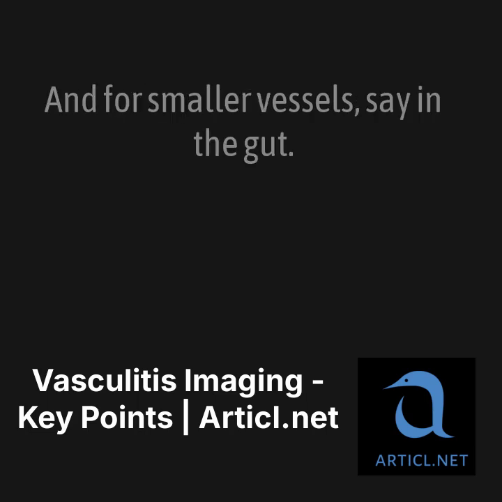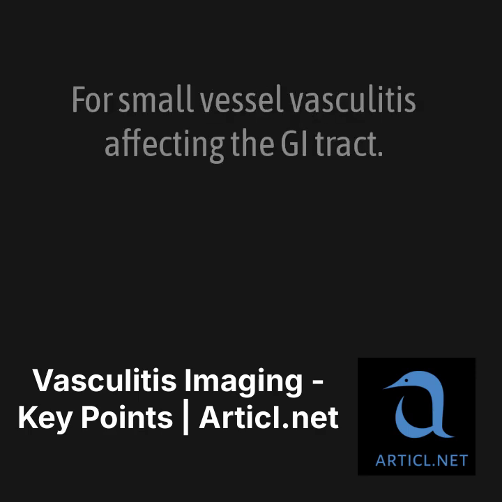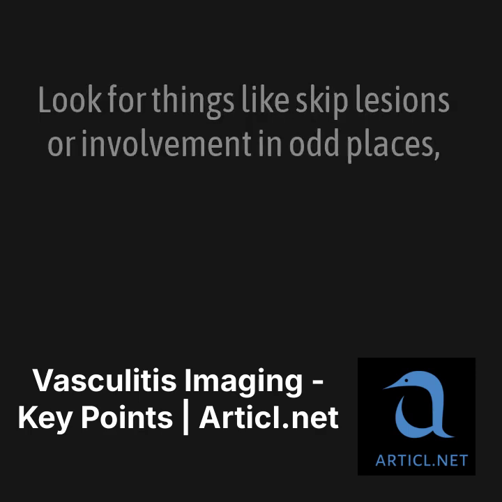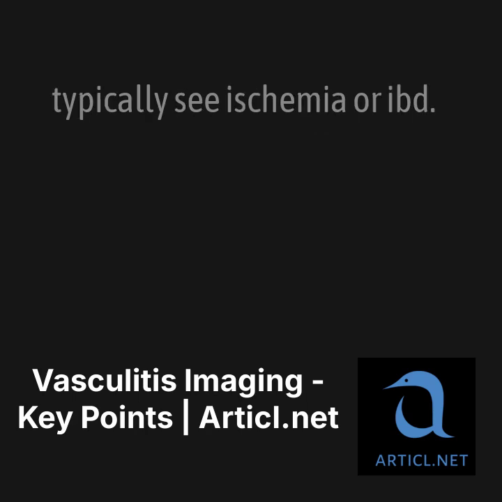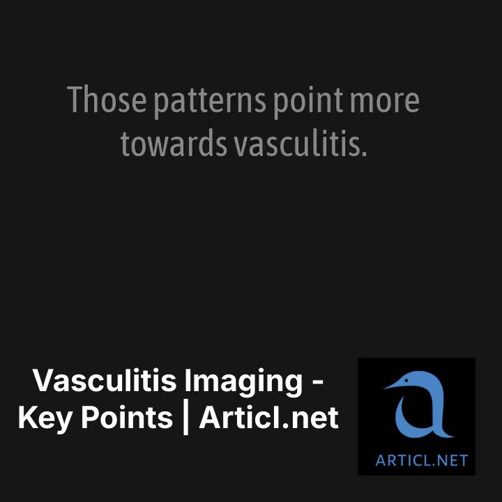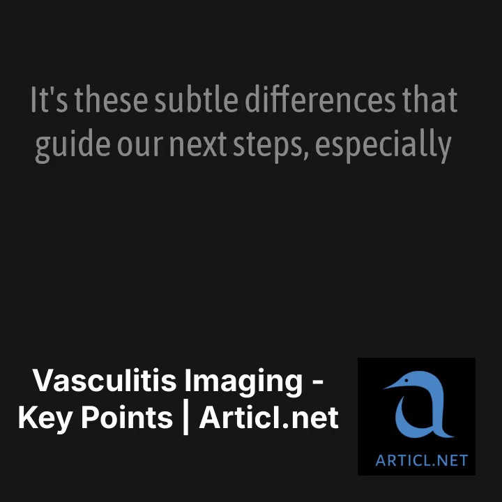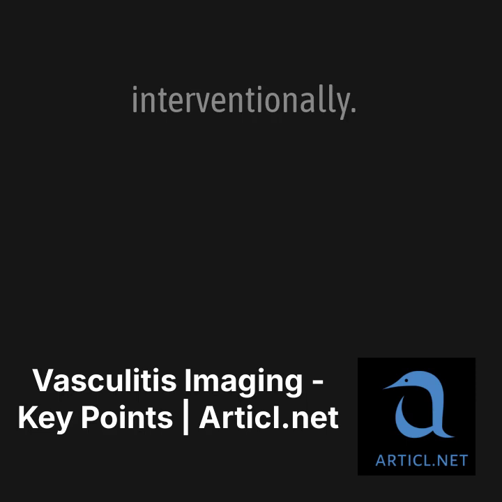And for smaller vessels, say in the gut. Right. For small vessel vasculitis affecting the GI tract, look for things like skip lesions or involvement in odd places, like maybe the duodenum or jejunum, where you don't typically see ischemia or IBD. Those patterns point more towards vasculitis. It's these subtle differences that guide our next steps, especially interventionally.